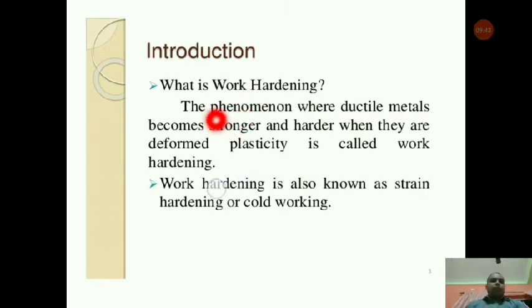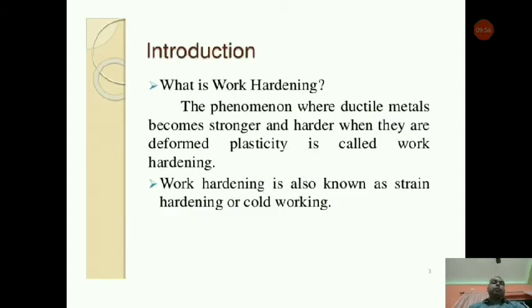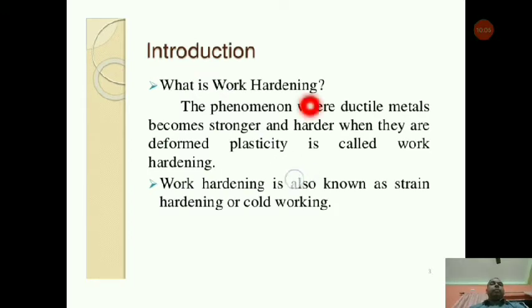So this phenomenon, when ductile materials become stronger and harder when they are deformed plastically, is called hardening. That I was talking about, this is the region. In this region, it is plastically deformed, and then it becomes stronger and harder, and it is known as work hardening. Look, they have written over here again, work hardening is also known as strain hardening or cold working as well.